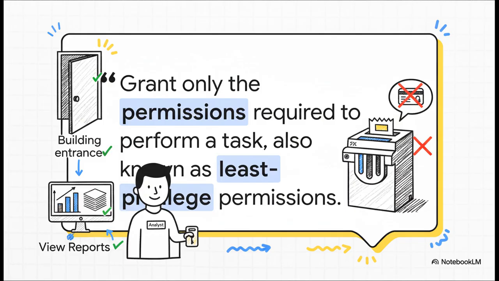what these are. At its heart, a policy is just a set of permissions written in plain English. For example, an analyst's keycard might let them enter the building and view reports, but that same card is going to get rejected if they try to use the document shredder. They are granted only the absolute minimum access they need to do their job. This is the principle of least privilege, and it's totally central to good security.